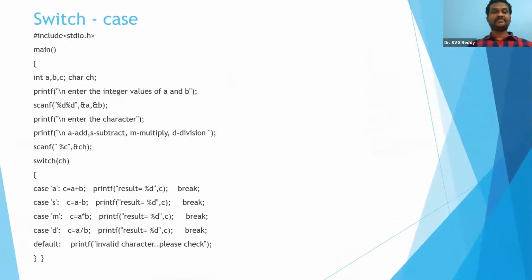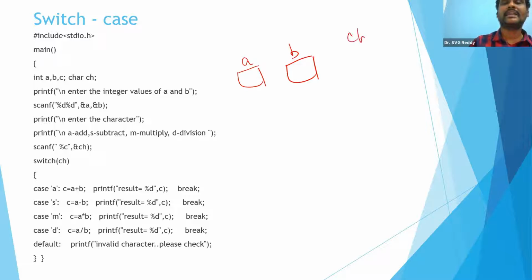Now see, it seems to be a big word, but very simple. Here we have taken A, B, C. Of course, only A and B are enough. Then the character CH. So three variables are there actually. A and B are required, and the character CH is also required.